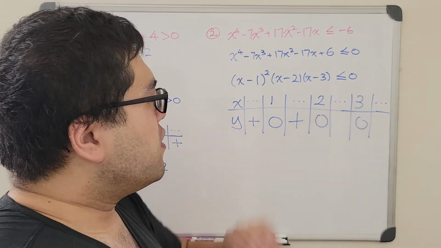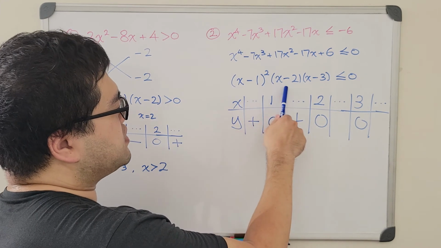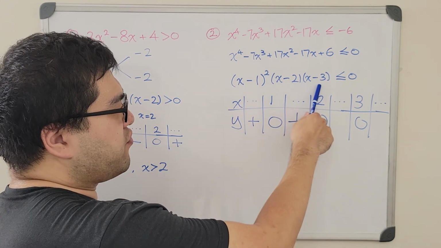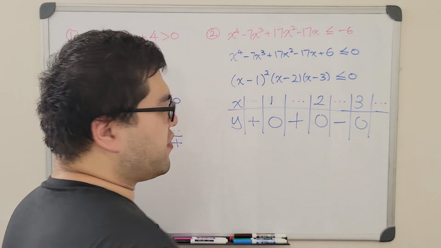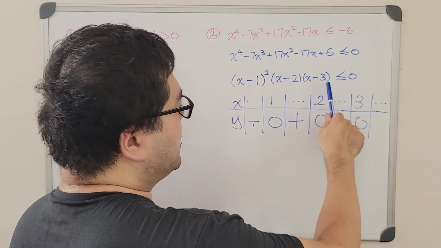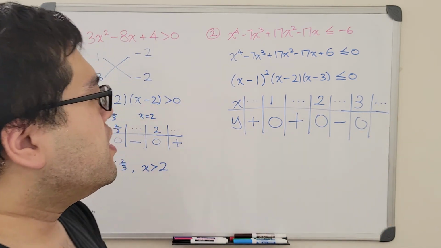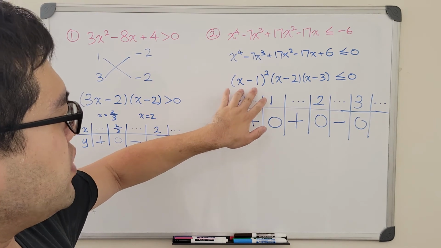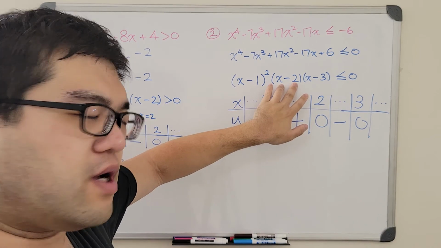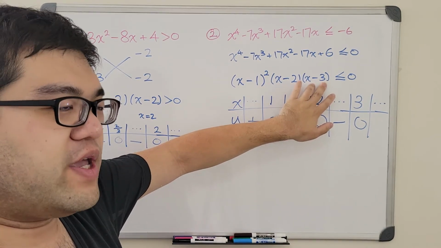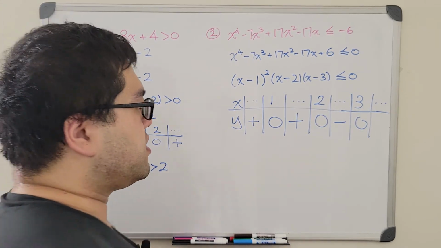Now, if we choose a number that's between 2 and 3, we see that x minus 2 is positive, but x minus 3 is still negative because it is still less than 3. So we have one negative here, we end up with a negative sign. Last but not least, we need to check numbers that are greater than 3. So again, if it's greater than 3, x minus 1 is positive, x minus 2 is also positive, x minus 3 is positive as well, meaning that they're all positive. So the product is also positive.